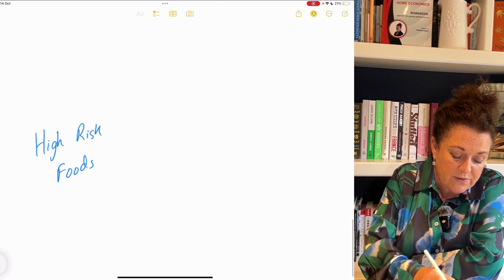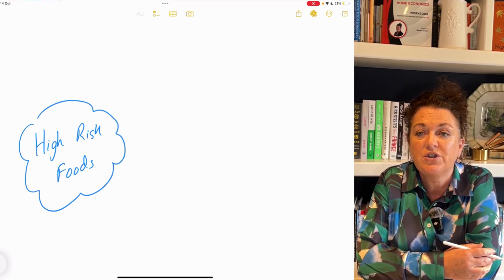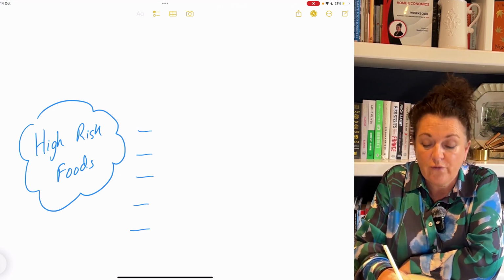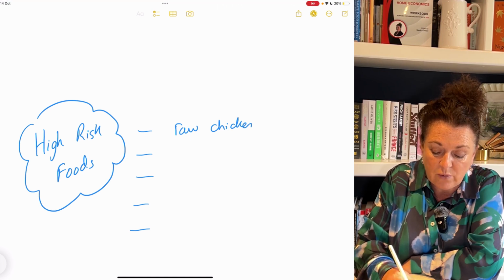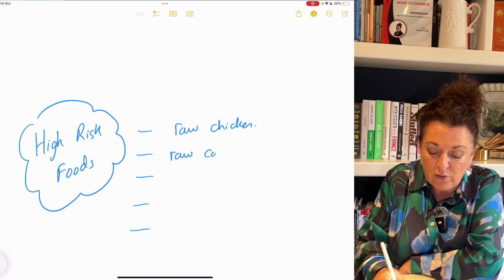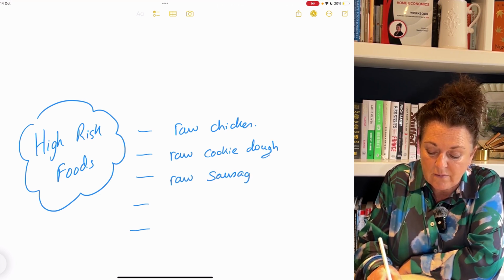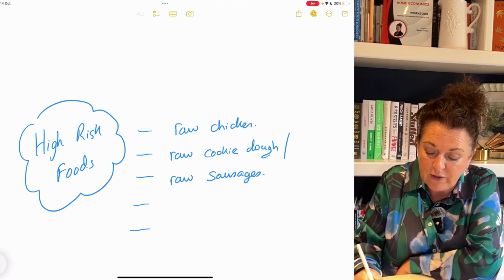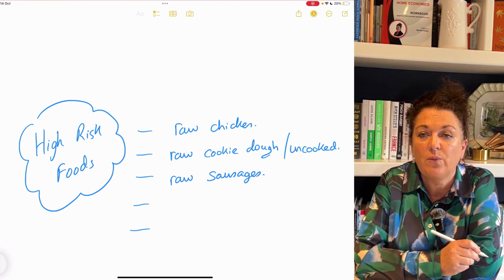Then, as well as source, you could be asked a term called high risk foods. Now, in terms of the number of high risk foods that you would give, I'm going to take 5 of them. So first of all, raw chicken is the most obvious one. Raw cookie dough is another. Raw sausages could be another one, or should we call it uncooked cookie dough might be one there.